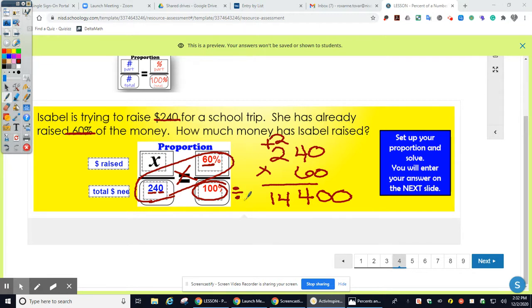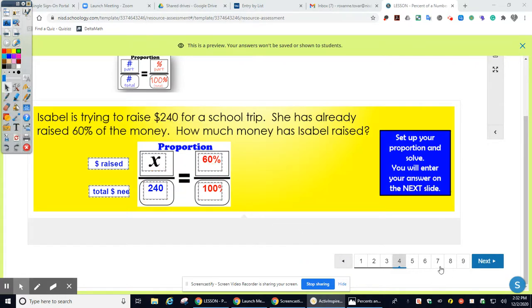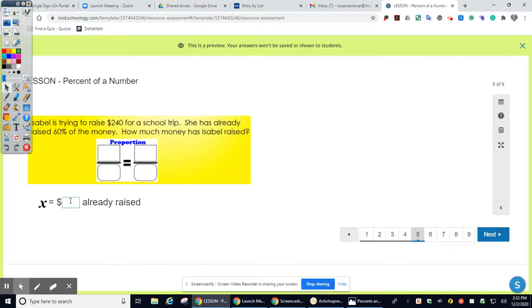Now we're going to divide by 100. And remember, anytime we divide by 100, we put our decimal at the very end, and we move the decimal 2 times to the left. When we divide by 100, we're just going to move it once. We just divided by 10. Move it twice. We just divided by 100. So our answer here would be 144.00, or we can just simply say our answer is 144. And now we go to the next one here, and we put in that she has raised $144.